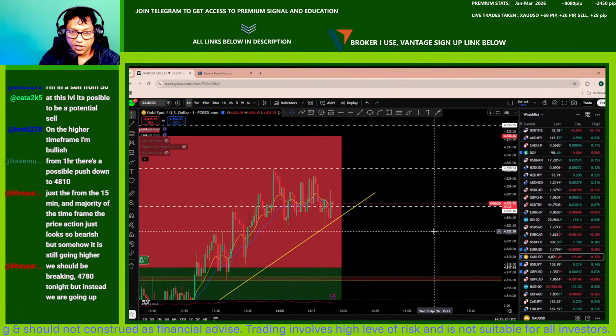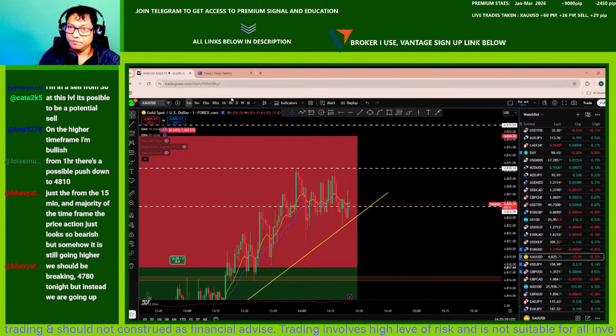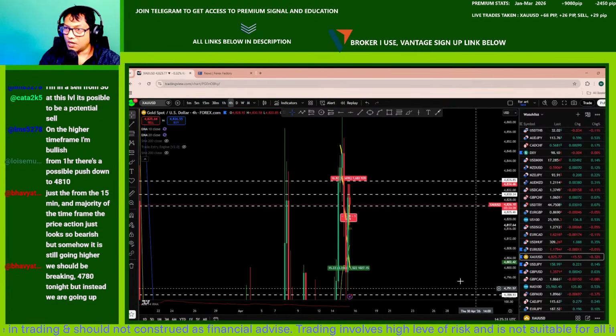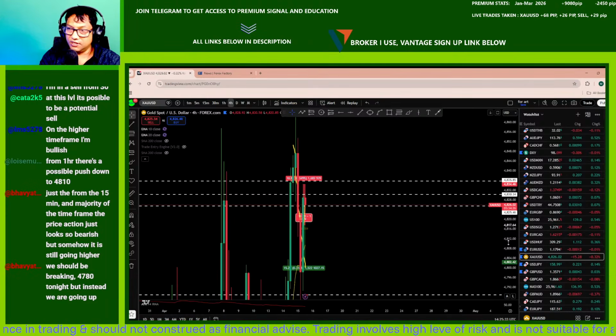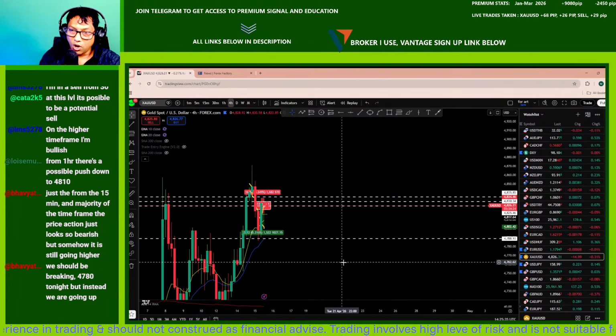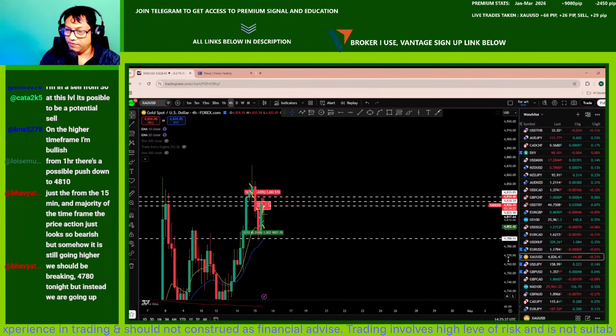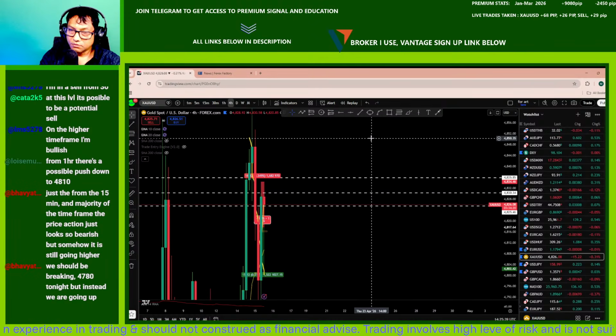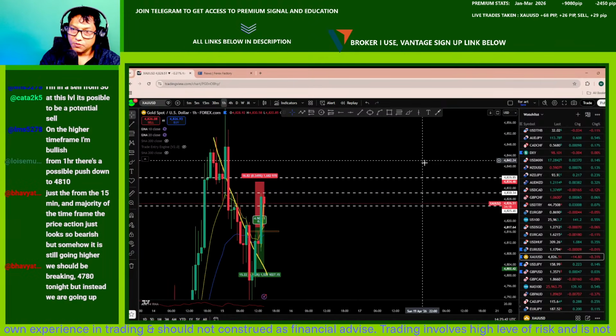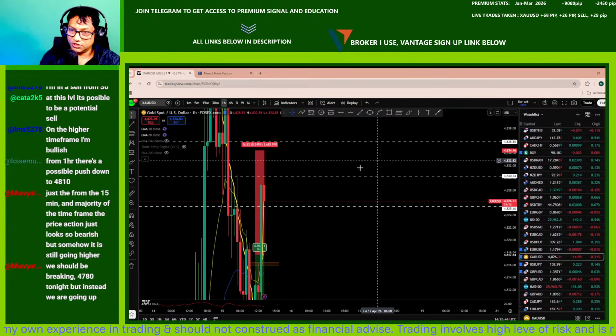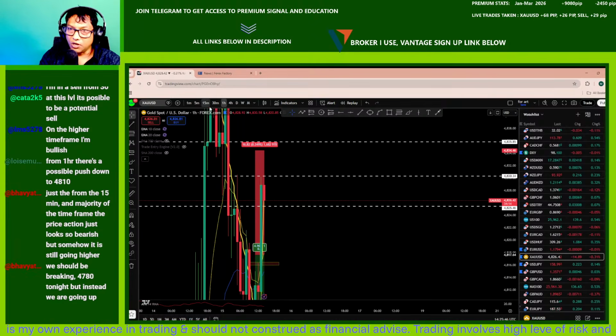Should be breaking 4780. There is a higher chance that this market will be lower further before it eventually bounce back up. So there is still a higher chance for further lower.